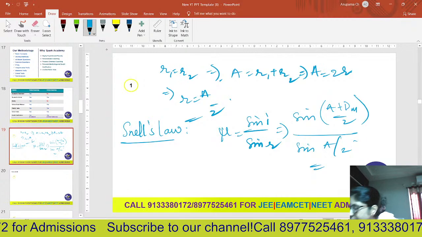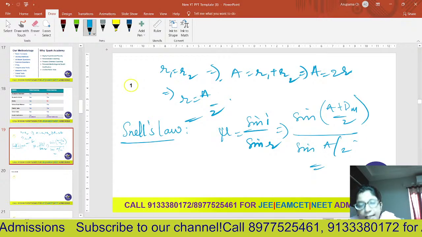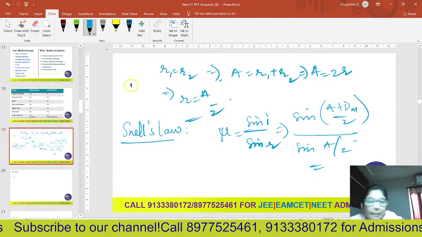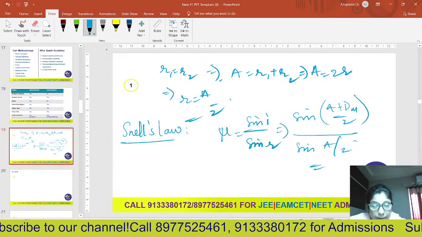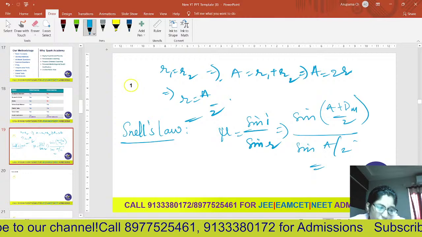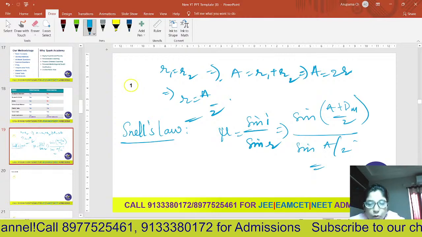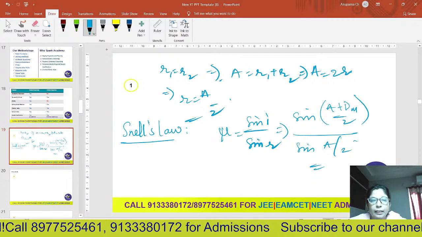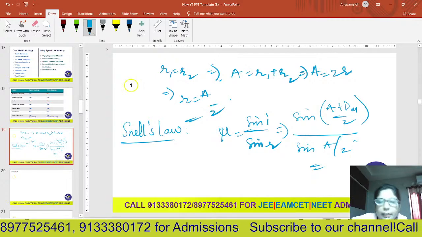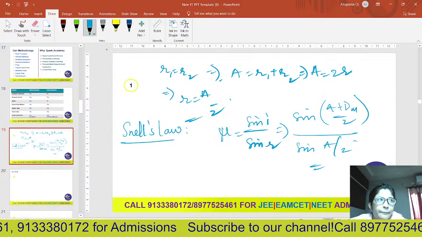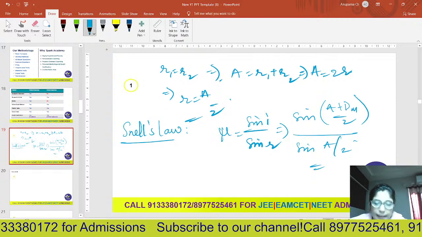Means by using this particular formula, you can just find out the refractive index of the prism. This is not applicable for small angled prisms. We will discuss small angled prisms later. Now we are discussing only the prism. So this is how we find out the refractive index of the prism. But there are a few cases that we will discuss anyway.